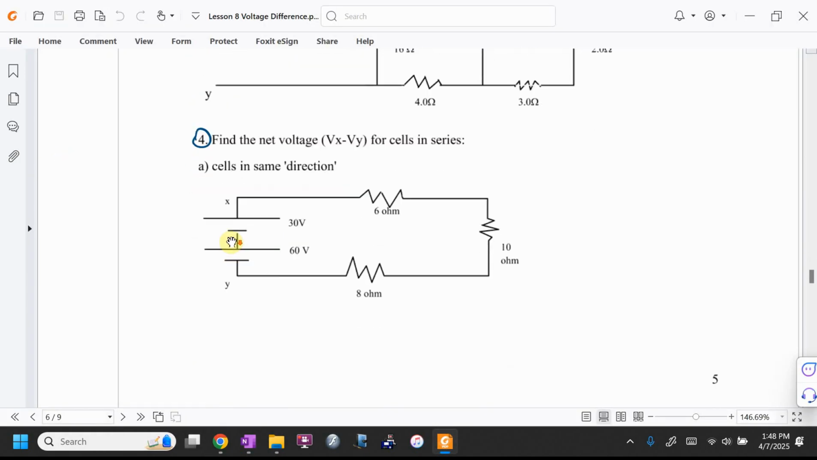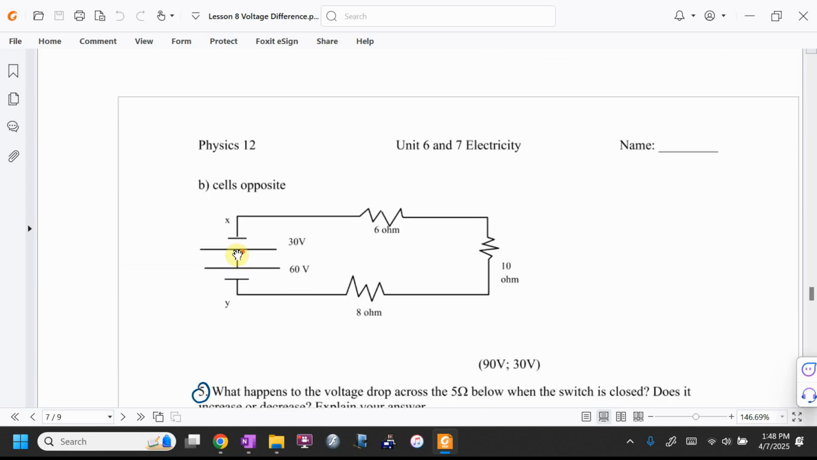Find the net voltage for cells. You know what? These ones in the same direction, it's going to be 60 plus 30, 90 volts. Cells facing each other, you gain 60, but then you lose 30. So this has a net voltage of 30 volts. That's why the answers are 90 and 30.